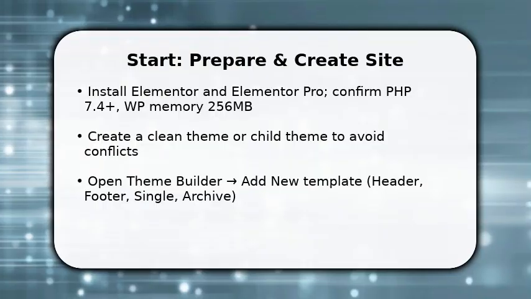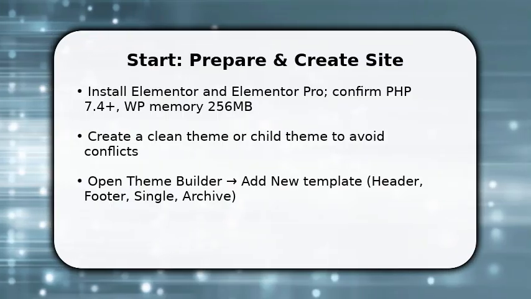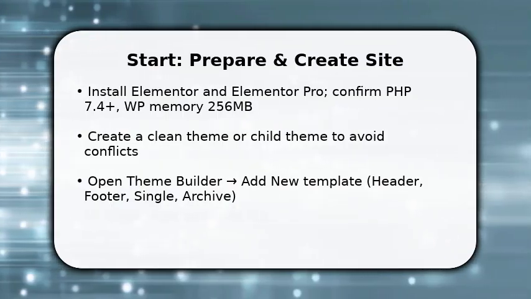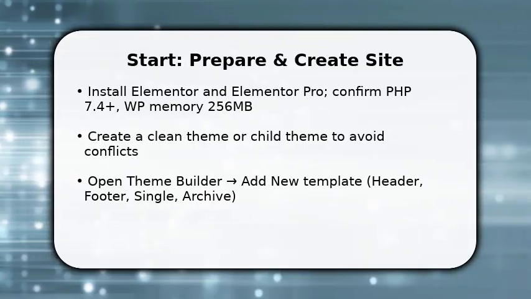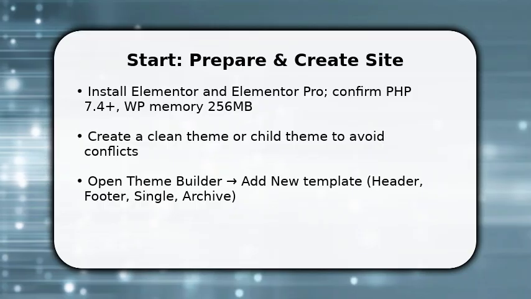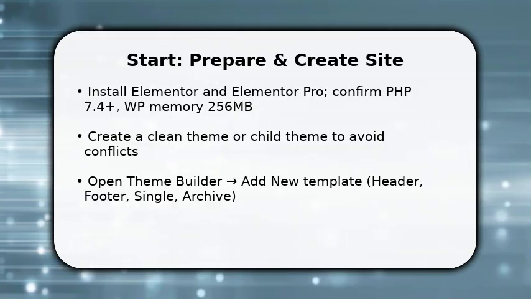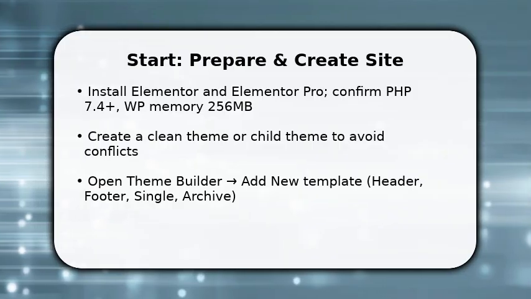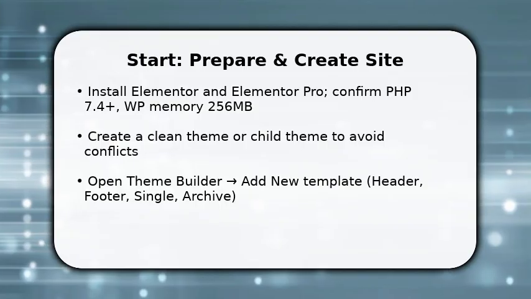Enjoy the video. You begin by preparing the environment and creating the first templates. Install Elementor and Elementor Pro, then make sure PHP and memory meet requirements. This avoids slowdowns. Next, create or activate a child theme so your templates won't be overwritten. Once done, open Theme Builder and click Add New, choose Header or Footer to start. You're taking the first actionable step.